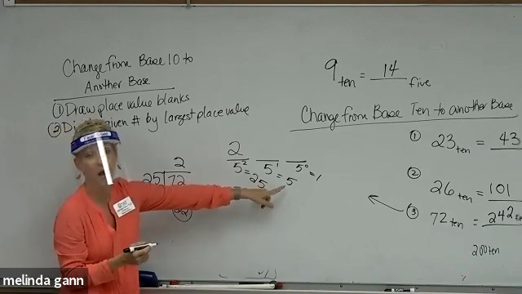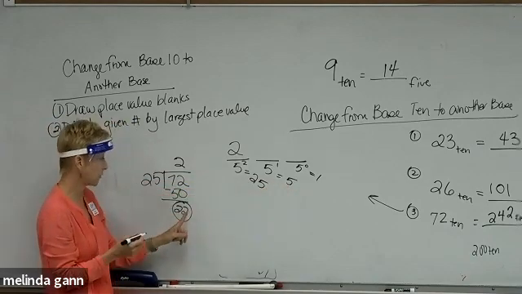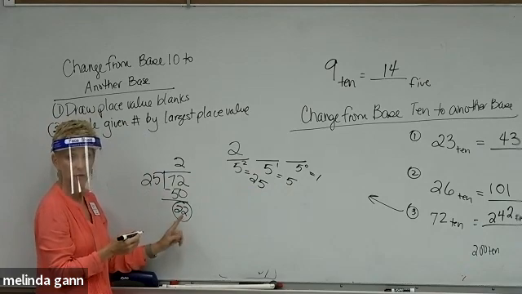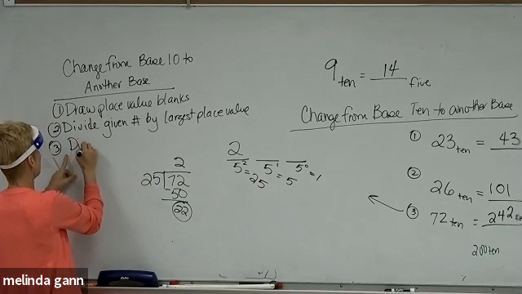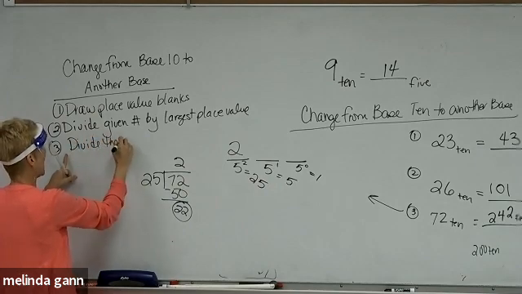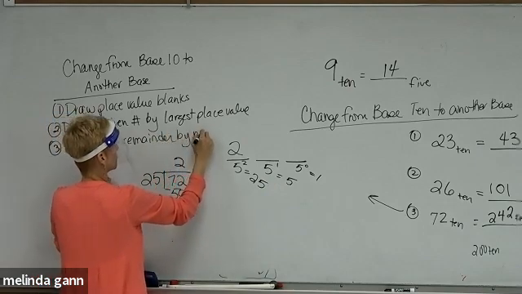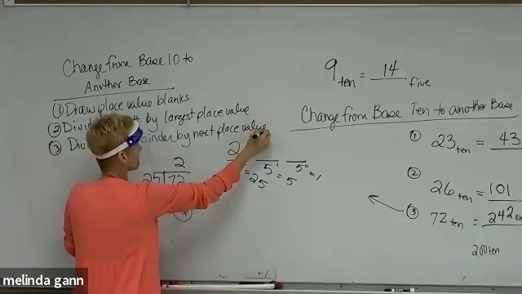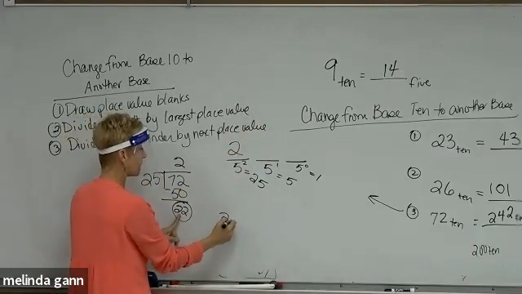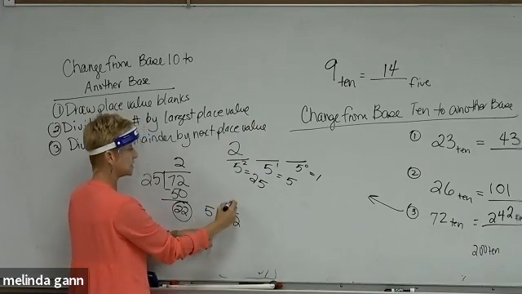Now, what are you going to do next? Aren't you going to go to rods? Don't you need to see how many 5s you can pull out of what? 22. So you're going to divide the remainder by the next place value. So I've got 22 by the next place value. How many 5s can you pull out of 22?